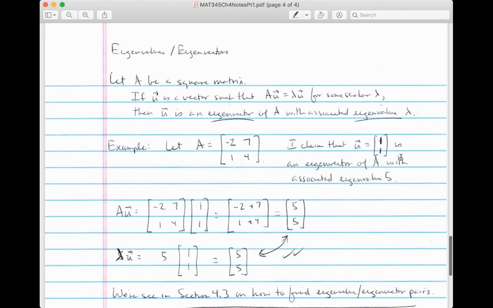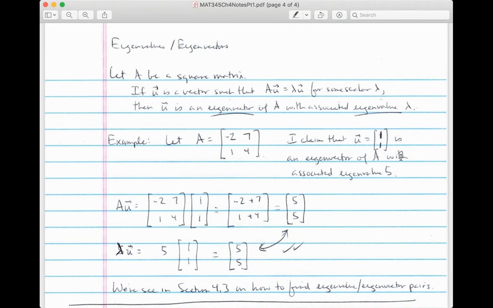The last topic I want to hit on has to do with eigenvalues and eigenvectors. So we necessarily have a square matrix in this case, and our definition for these two terms, let's suppose that U is a vector, a column vector, such that A times U, we do that matrix multiplication, equals lambda times U for some scalar lambda. Then we call U an eigenvector of the matrix A, and lambda is its associated eigenvalue.